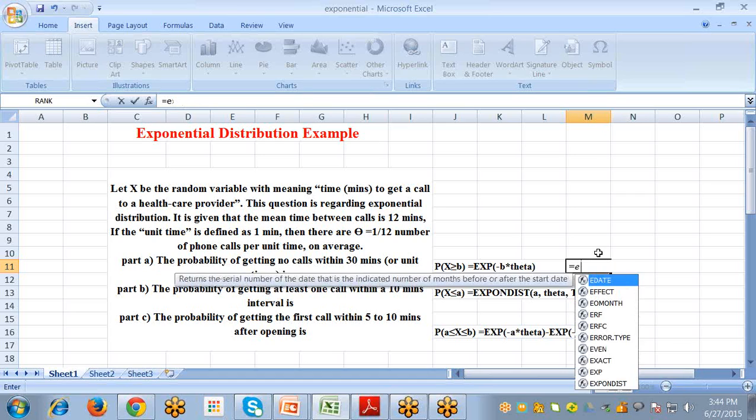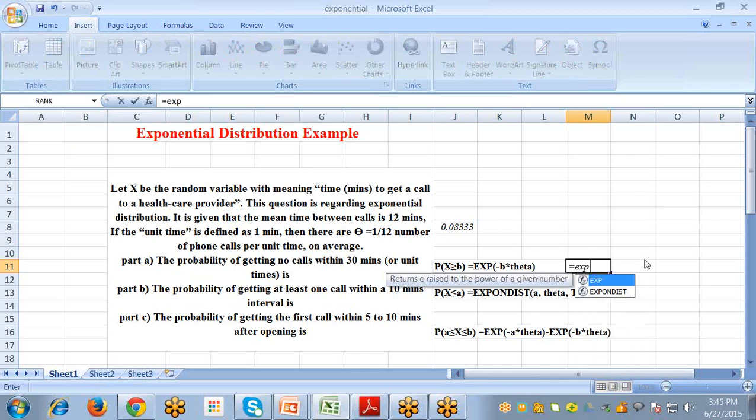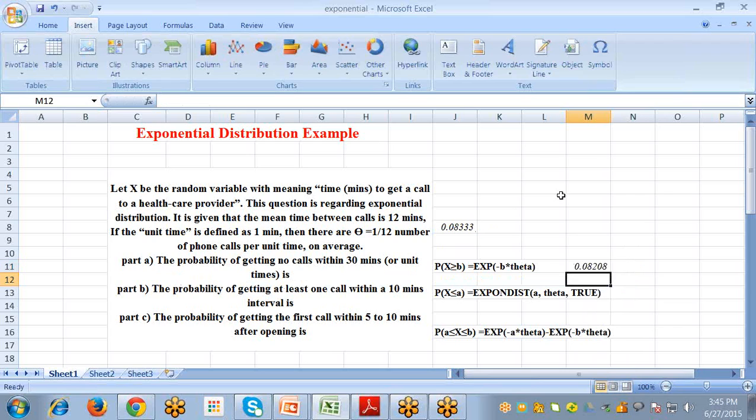So let's first calculate 1 by 12, which is 0.0833. So select the cell, select the function, minus 30 into this value, and then enter. So this will be the output of the first question.